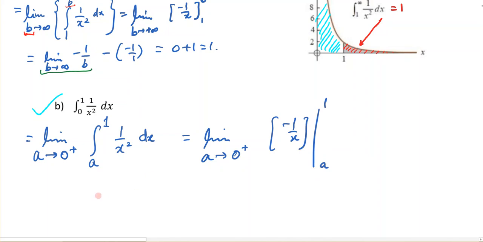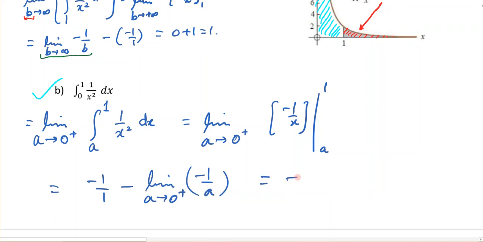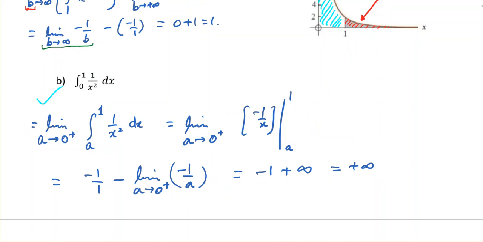So when we put the limit values in, it would be the upper limit, which is negative 1 over 1, minus the lower limit, which is limit a approaches 0 plus of negative 1 over a, and we get negative 1. So negative and negative is positive, so 1 over 0, which is positive infinity. So our answer is positive infinity, and we notice that this improper integral diverges.